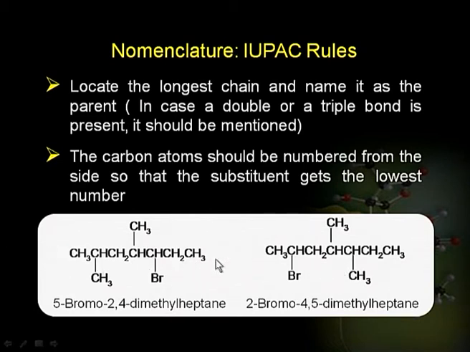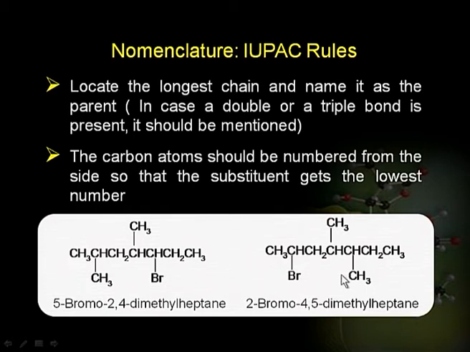Here we have a parent chain which has 1, 2, 3, 4, 5, 6, 7 carbon atoms. Obviously, it will be called a heptane, and there are 3 substituents. So, how should we number the substituents? They should get the lowest number, and by that norm we get bromo at the 5th position, and then this methyl at 2nd position, and 4th position is taken by another methyl group. Had we started from the other side, that is from the bromo side, we would have got bromo at 3rd position, this methyl at 4th position, and this methyl at 6th position, which would not have been accepted by the IUPAC nomenclature.